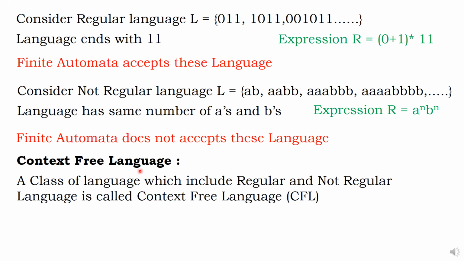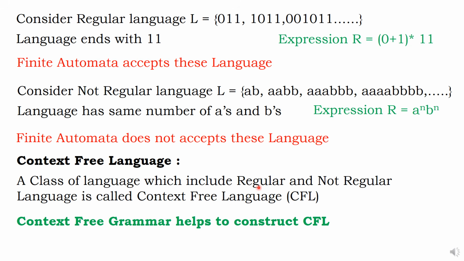So what is context-free language? It is a class of language which includes both regular as well as not regular languages. Hereafter, all put together, we are bringing under one single umbrella called context-free language. So definitely, to implement a context-free language, we need a memory because we are going to implement not regular language as well as we can include regular language also. So context-free grammar helps to construct context-free language.